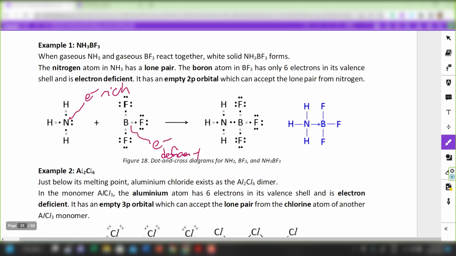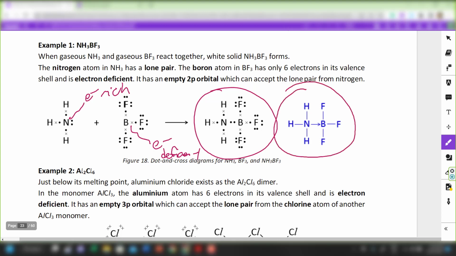Okay, and then the dot and cross is like this. Remember that both the electrons come from nitrogen, and then the structure formula or the Lewis structure actually looks something like this. And you can see that the dative covalent bond comes from nitrogen. So the arrow here means that the sigma bond, the electron pair of the sigma bond, is solely contributed by the lone pairs of electrons on nitrogen.